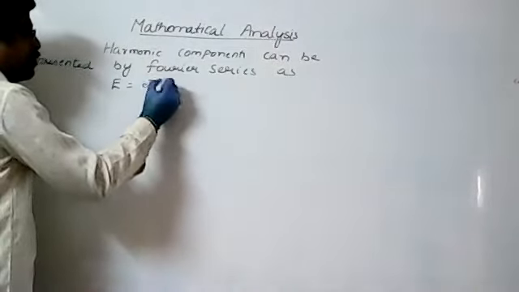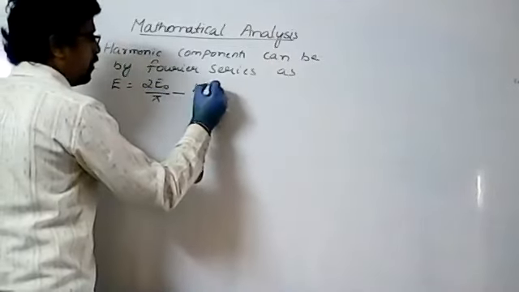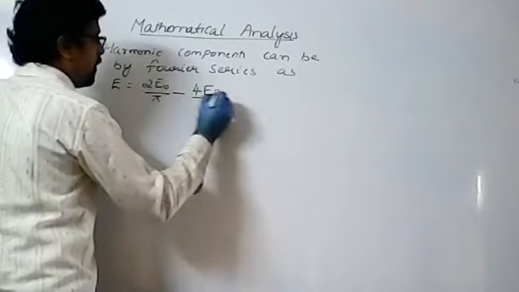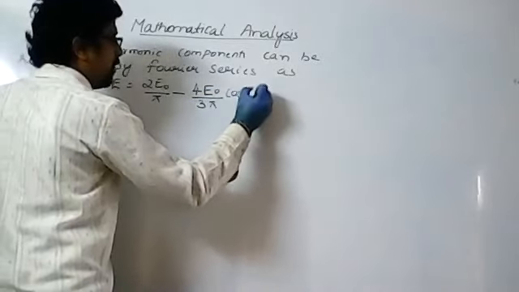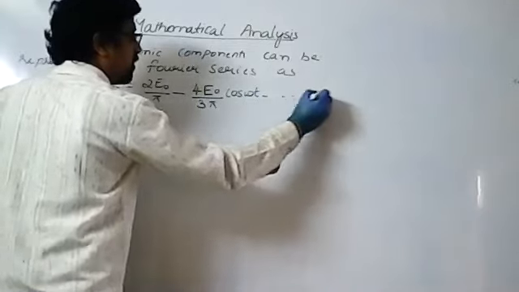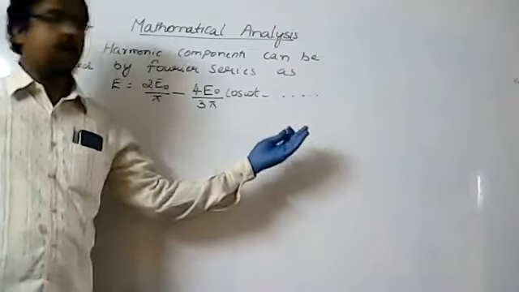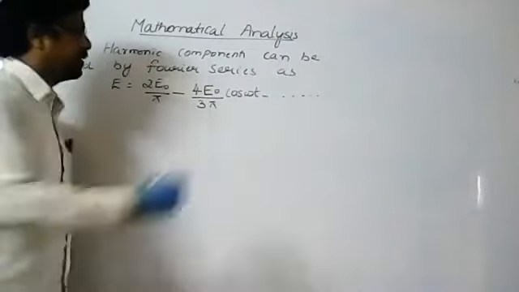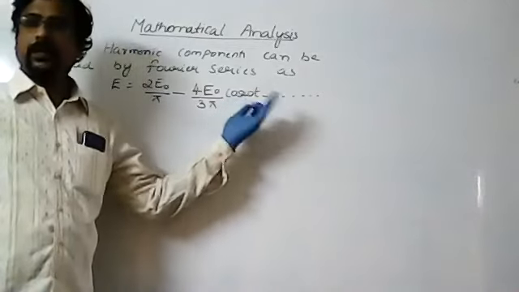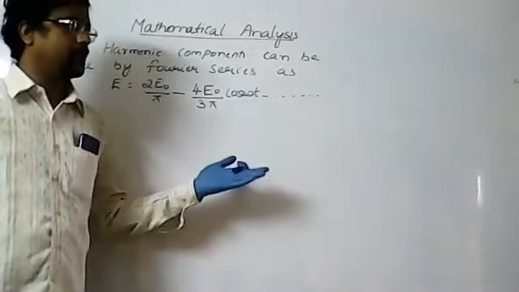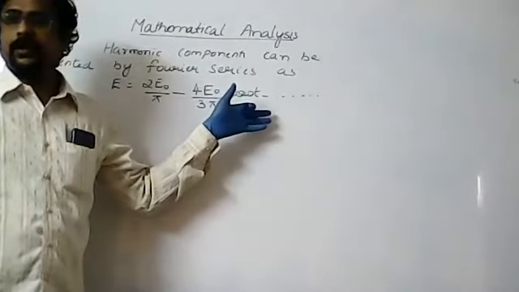So E is equal to 2 E naught by pi minus 4 E naught by 3 pi cos omega t. Then we get 4 E naught by 15 pi cos 4 omega t. Sorry, this is 2 omega t. Then 4 omega t, then 8 omega t, then 16 omega t. In this way, the harmonic components will be present.